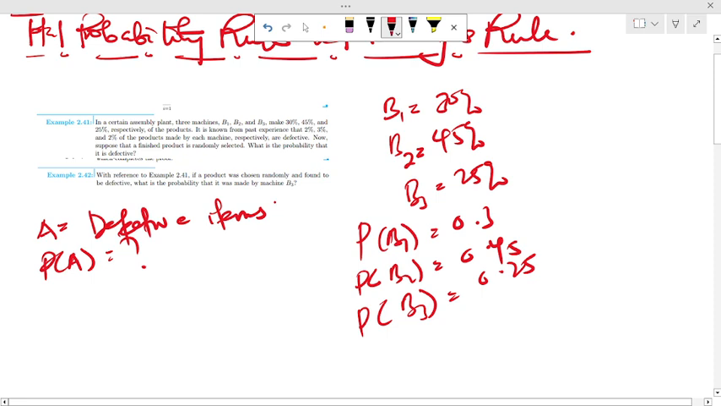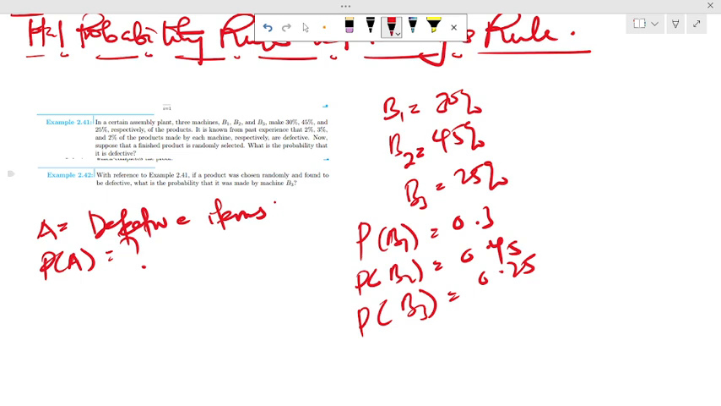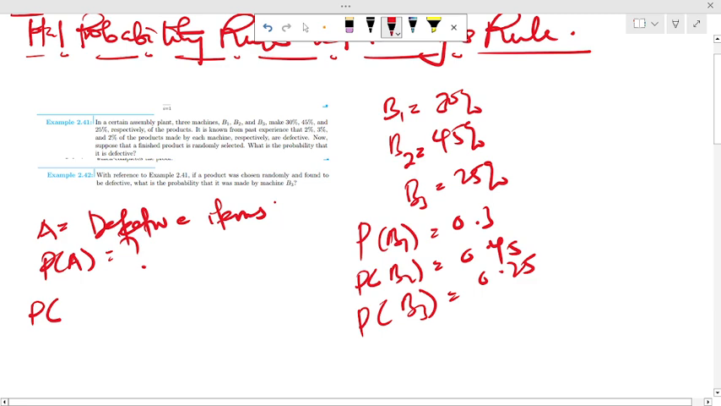So we are going to use the total probability law. Why am I saying that? Let's read this very well. They said it is known from the past that 2%, 3%, and 2% of the products made by each machine are defective. Now we know that the products made by this machine are defective. So the probability of defective, given that it is machine B1, is what?